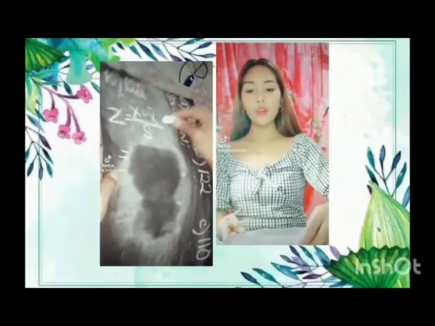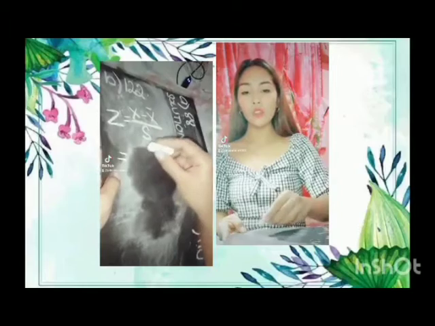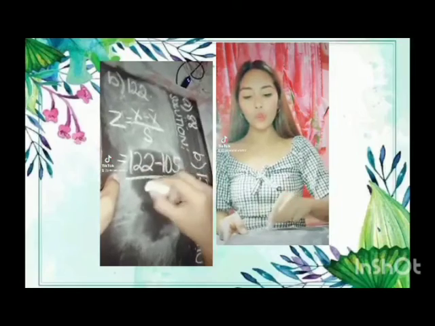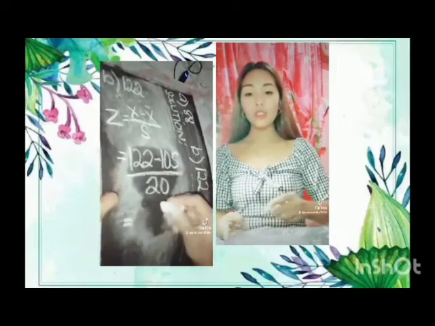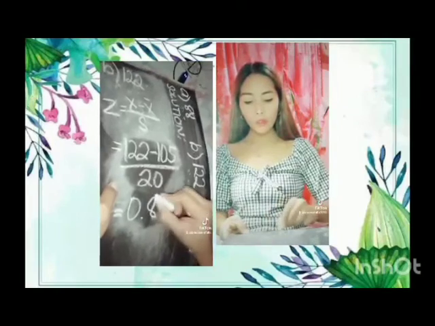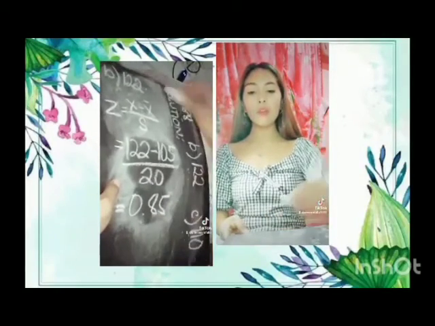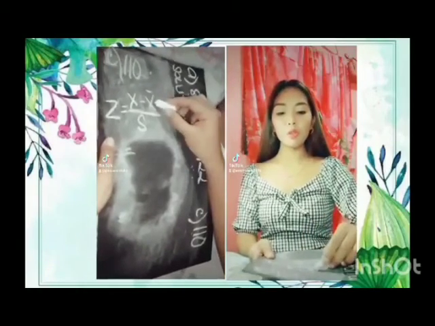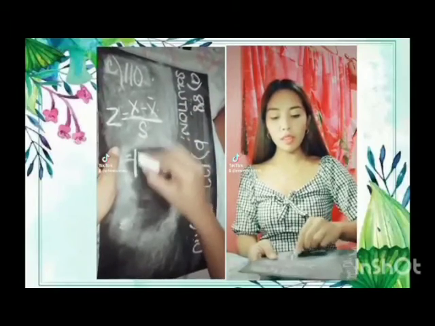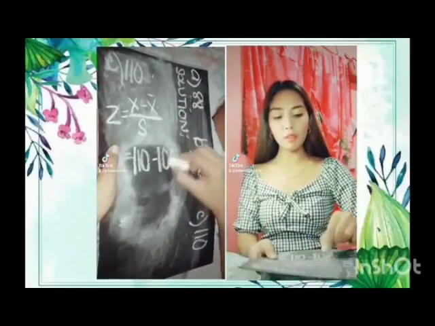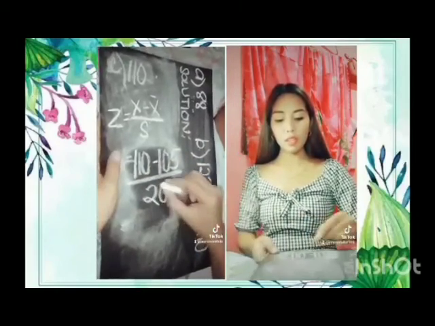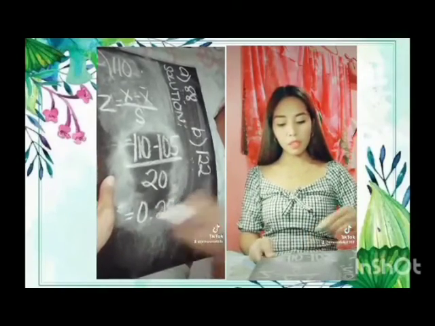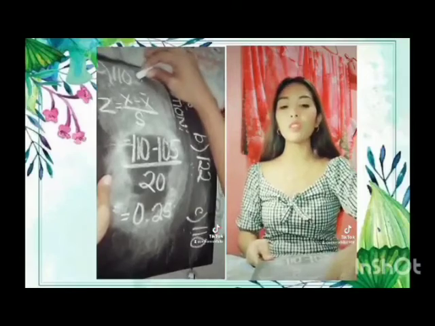So using the same formula, x minus mean over standard deviation, we have 122 minus 105 over 20. And the answer is 0.85. Since the answer is positive, therefore 122 is above the mean. Using the same formula, x minus mean over standard deviation, we have 110 minus 105 over 20. The answer is 0.25. Since the answer is positive again, therefore 110 is above the mean.